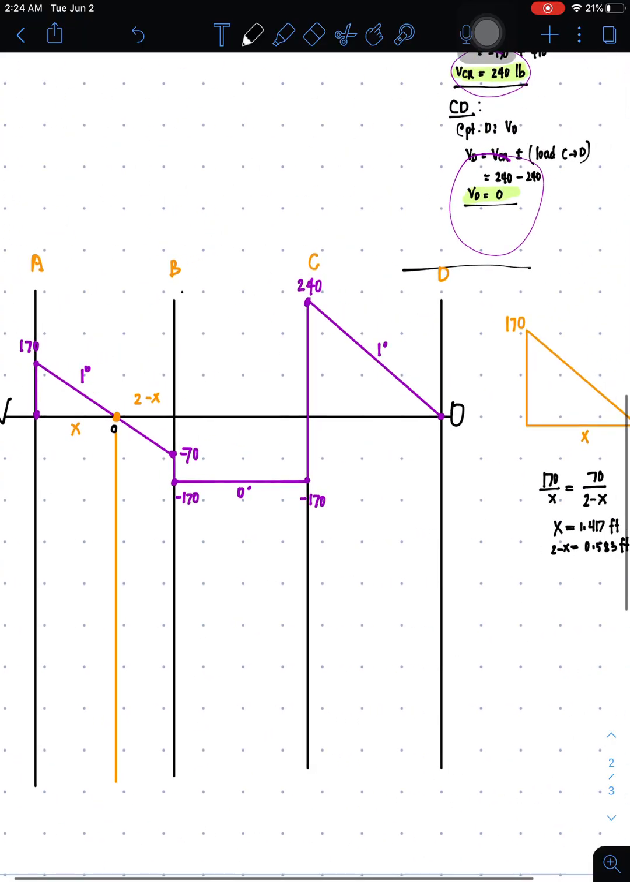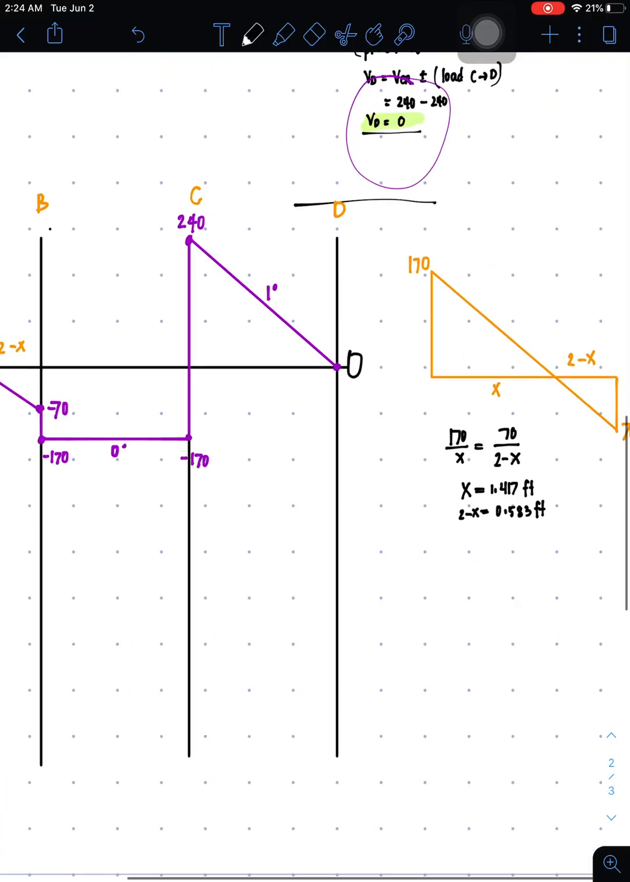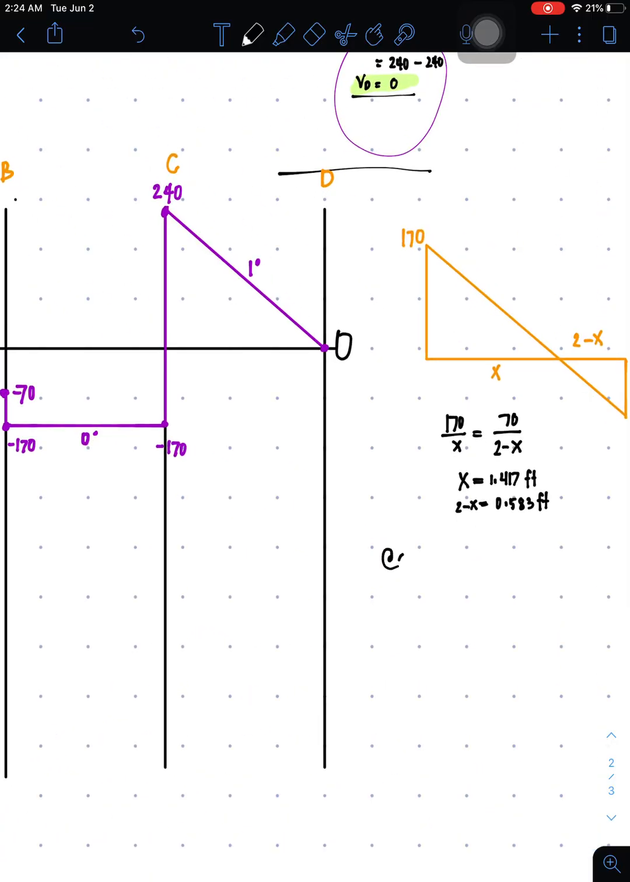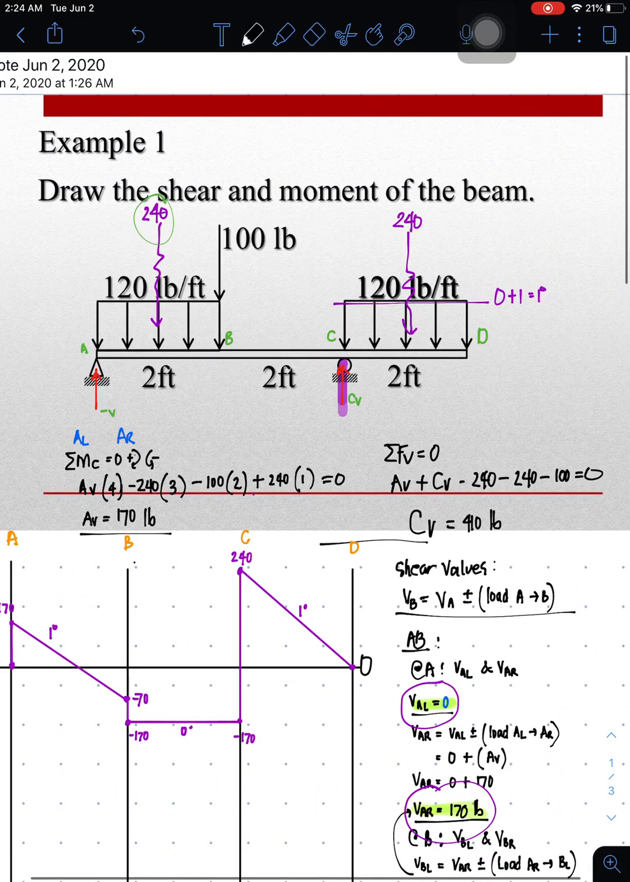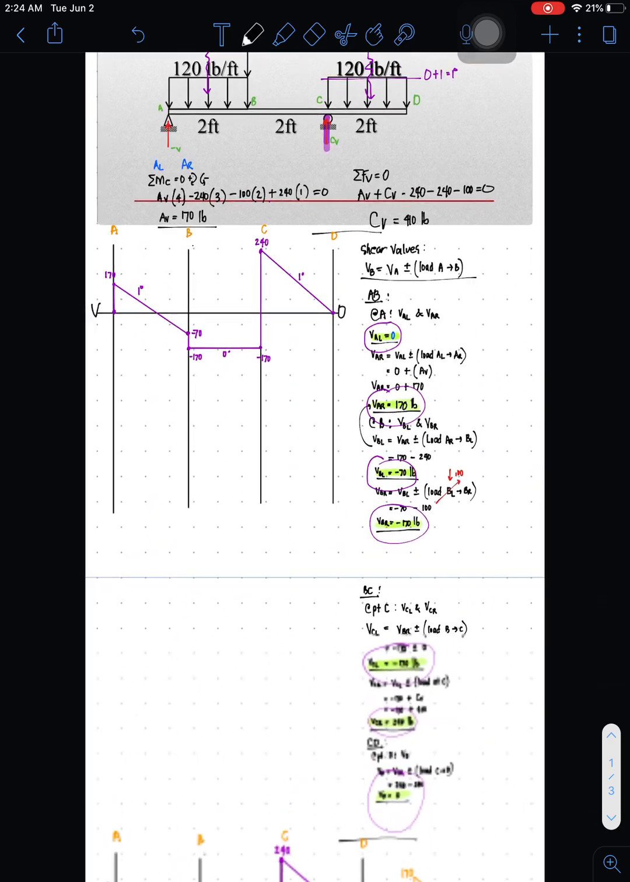Now we can plot our moment. What we will do is start at point A. At point A, we evaluate: is there a rotational load or moment load at point A? At point A, none. At point B, none. At point C, none. At point D, none. Therefore, there would only be one value of moment at each letter. No left of A, no right of A, because there is no rotational load or moment load or couple load anywhere.